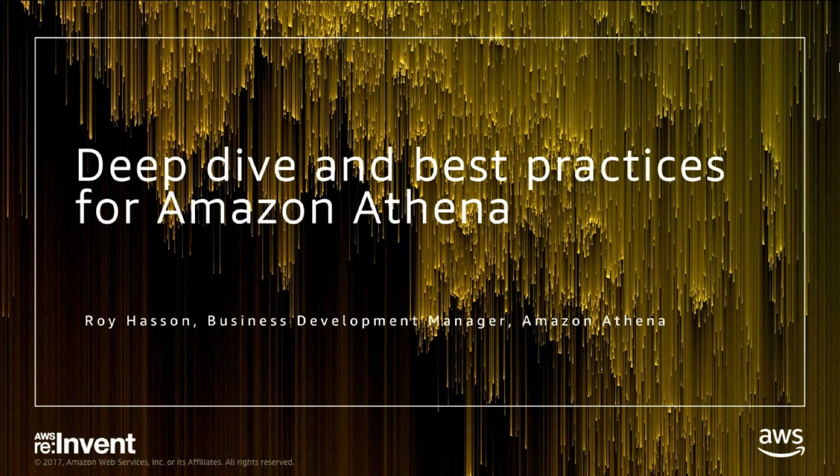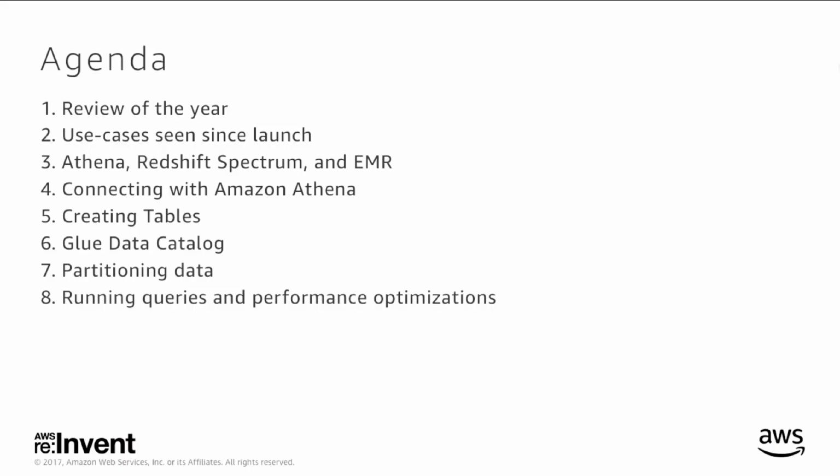Today's session, we're going to do a deep dive into best practices for using Amazon Athena. From the agenda perspective, we'll go through a number of things. We'll review the previous year, what we've done, the new features that we've been developing, some of the use cases that we've seen our customers use during launch or after launch. Talk a little bit about Athena and Redshift Spectrum and EMR and how they integrate together. Connecting with Amazon Athena, a number of different ways to do that. Creating tables, Glue Data Catalog, partitioning, and some of the other best practices for query performance optimization.